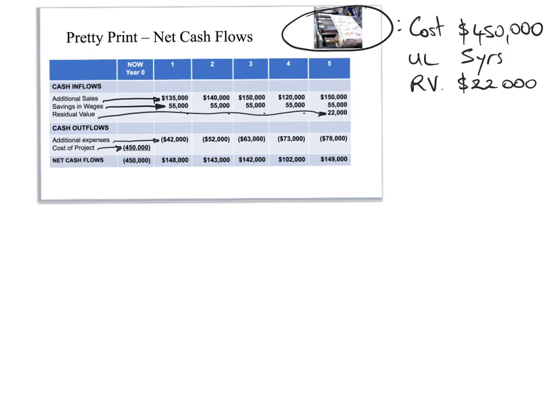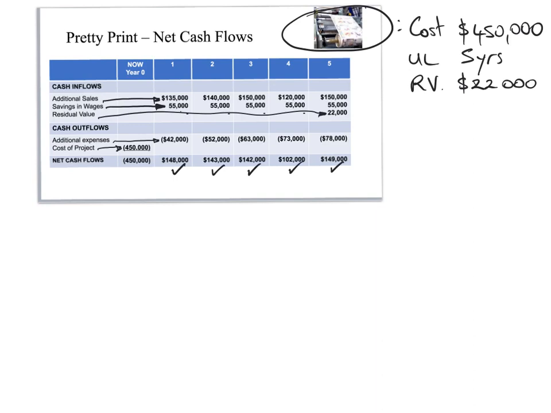So now what we notice about the net cash flows is that in year 1, it's 148,000. In year 2, it's 143. Year 3, it's 142, then 102, and then 149. So now you're going to find that we can't use the formula to work out the net cash flows, and the reason we can't use the formula is the cash flows are all different.